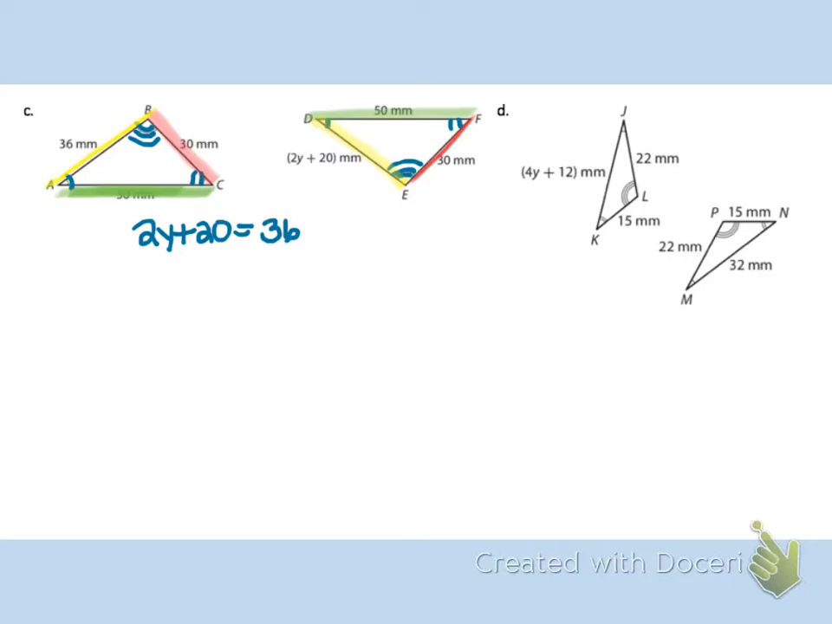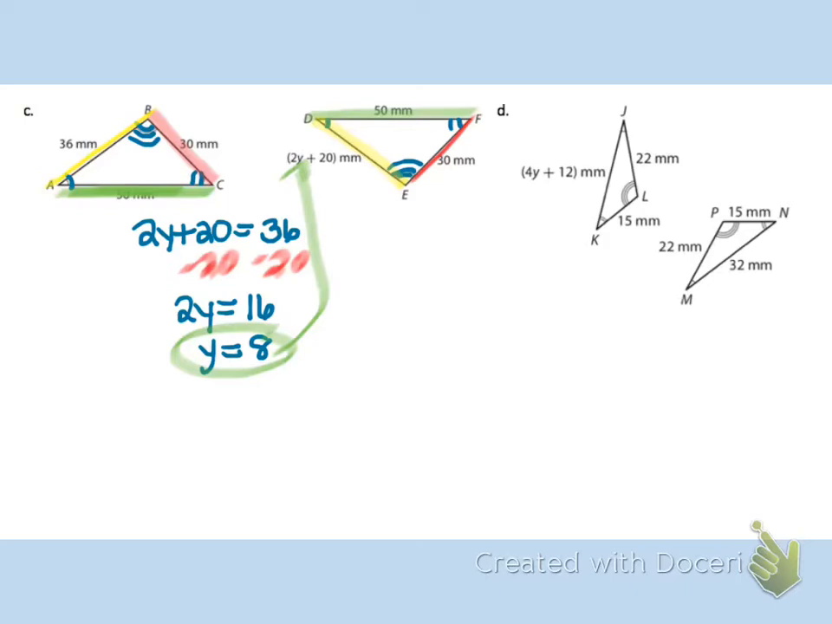So all I have to do to solve there is to subtract the 20. Okay, and that leaves me with 2y equals 16. And then divide by 2 leaves me with y must be 8. So they wanted me to find the value of the variable that would make the triangles congruent, and I did. If y was 8 and I substituted that in here, that would make that side 36, and then that final pair of parts would be verified as being congruent.